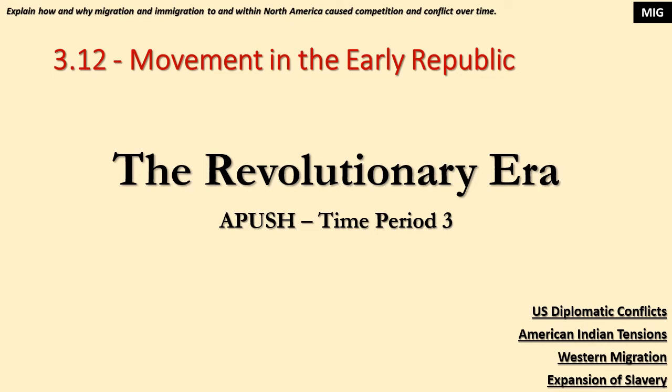The United States versus a couple of European forces, the United States against Native American peoples that are scattered throughout the western part of the United States at that point. And as more Western migration happens, we'll see the origins of the North versus South conflict over the expansion of slavery. Here we go.